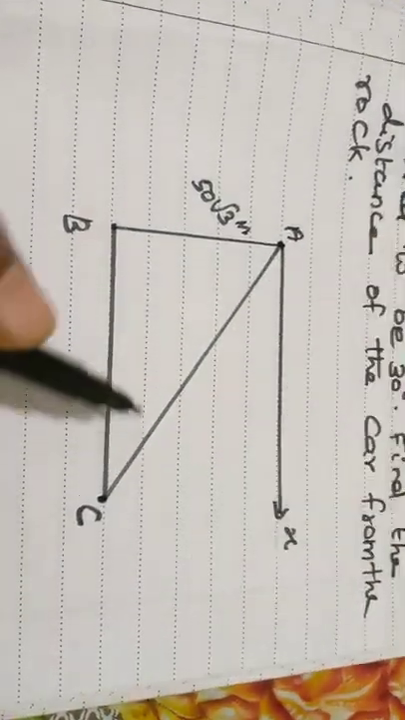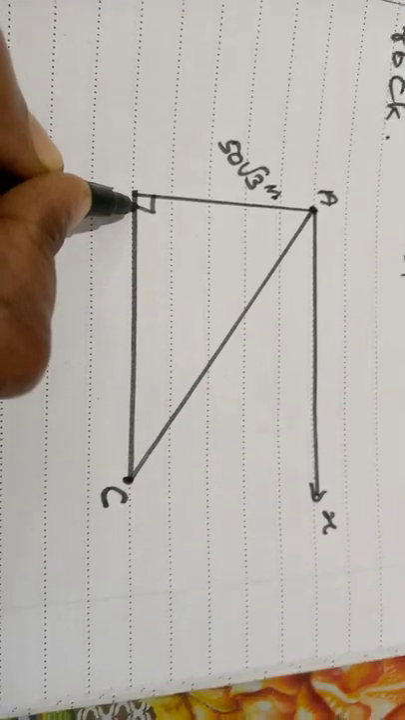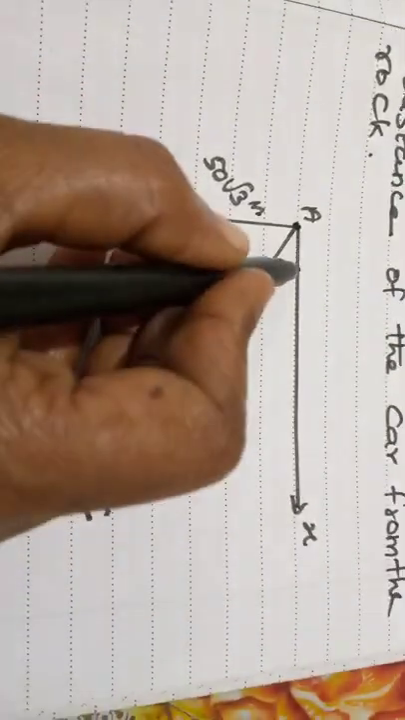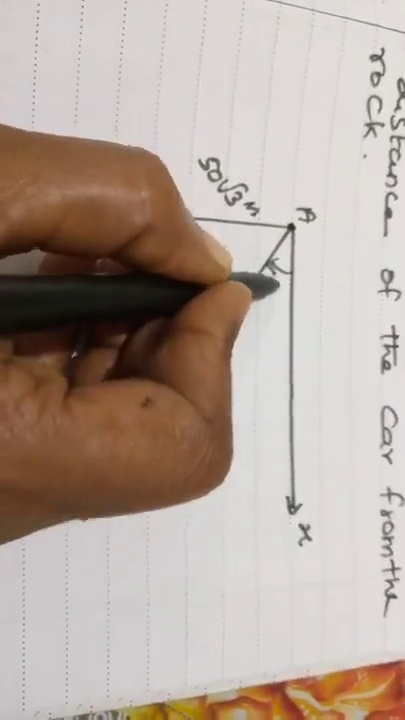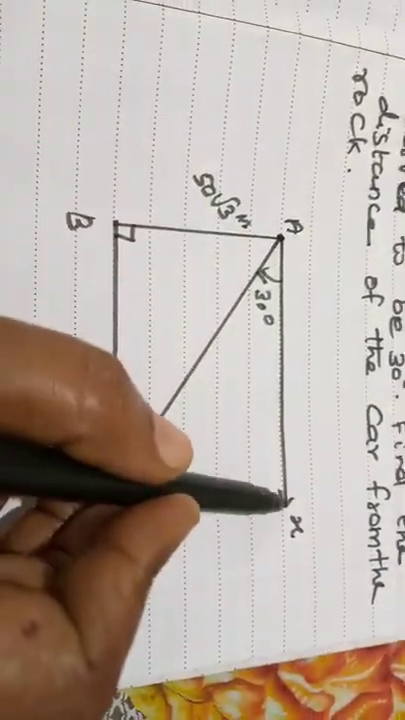We get a right triangle. Right triangle ABC, we got it. So now the angle of depression given is 30 degrees. What is the alternate angle of this? So we have to consider the Z shape.